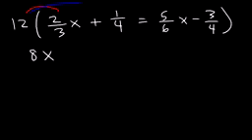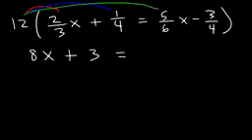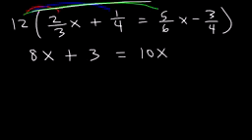Next, let's multiply 12 times 1/4. That's the same as 12 divided by 4, which is 3. Now what about 12 times 5/6? 12 divided by 6 is 2, times 5, that's 10. And 12 times negative 3/4. 12 divided by 4 is 3. 3 times 3 is 9. But it's going to be negative 9 due to the negative sign.